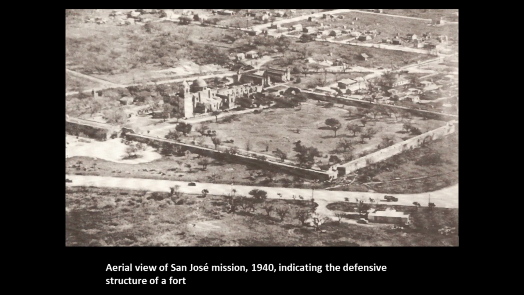So this is an aerial view of San Jose, which was the largest mission in San Antonio. And I think if you look at that, it has very much the appearance of a fort with all those walls. And that was absolutely what it was. And what did the Spanish bring with them? They brought cattle, they brought horses, and they brought guns.